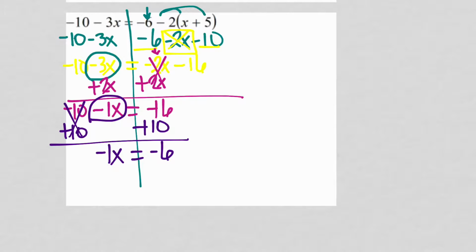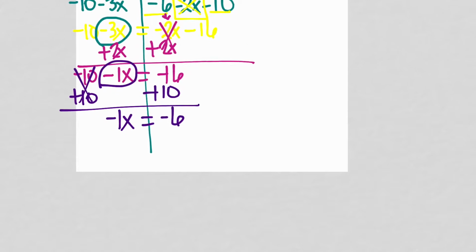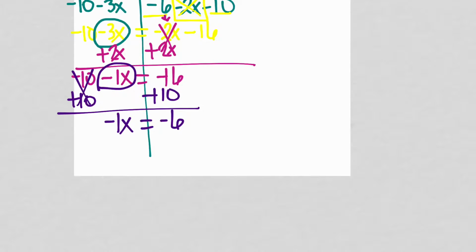Now we haven't had this yet, so this is maybe a new little spot. When I circle what I'm solving for, I don't have a positive 1 inside of there, and it needs to be. So I have to divide by negative 1, divide by negative 1. x equals a positive 6.